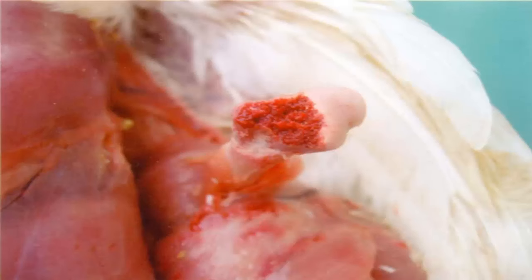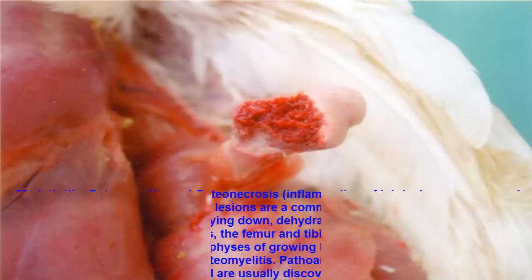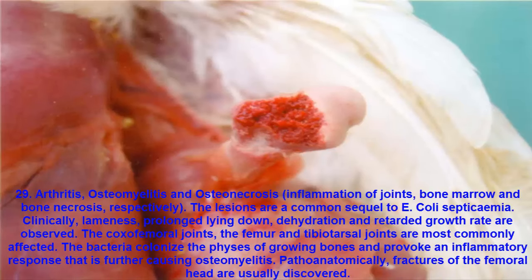Arthritis, osteomyelitis and osteonecrosis, inflammation of joints, bone marrow and bone necrosis, respectively. The lesions are a common sequel to E. coli septicemia. Clinically, lameness, prolonged lying down, dehydration and retarded growth rate are observed. The coxofemoral joints, the femur and tibiotarsal joints are most commonly affected. The bacteria colonize the physes of growing bones and provoke an inflammatory response that further causes osteomyelitis. Pathoanatomically, fractures of the femoral head are usually discovered.